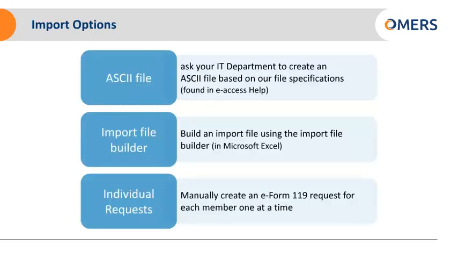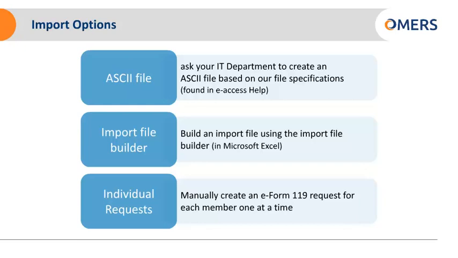There are three options available to import your file into eAccess. The first is an ASCII file. This requires the data to be extracted directly from your payroll system. It is your IT department that will be responsible for setting up the extraction of this data using the file specifications, which can be found in the eAccess Help section. There is also the option for you to complete individual requests, just like any other administration form that is available in eAccess. We will be focusing on using the Import File Builder.